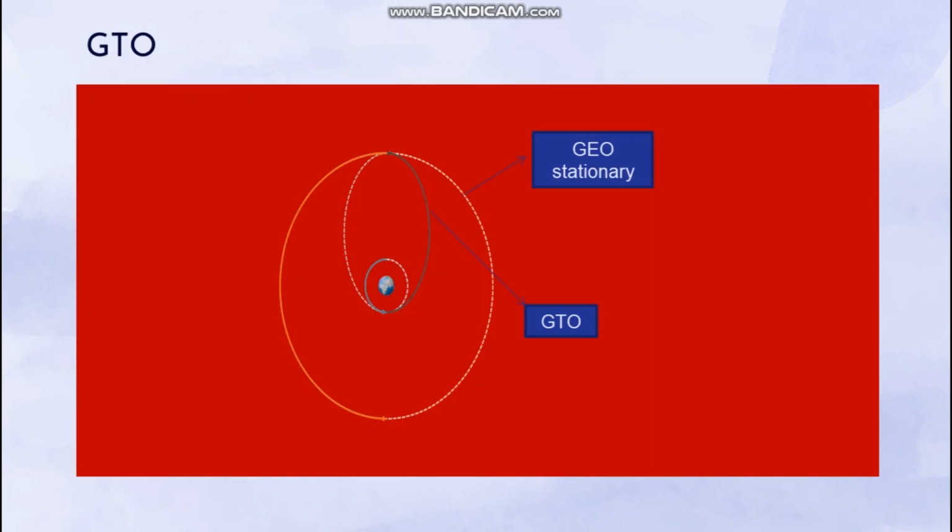If you can see the Earth in this diagram, consider the inner circle as lower Earth orbit and the outermost circle as the geostationary orbit. Once the satellite is placed in a lower Earth orbit, we boost it up to enter the geostationary orbit, that is the outer circle. The path through which we transfer our satellite from lower Earth orbit to geostationary orbit is called the geostationary transfer orbit.